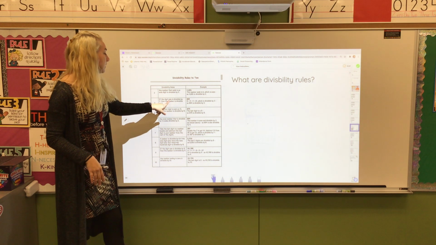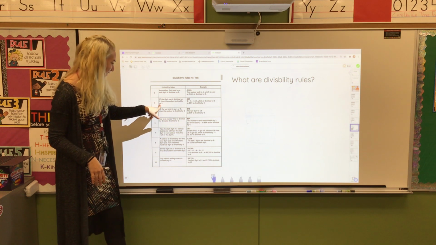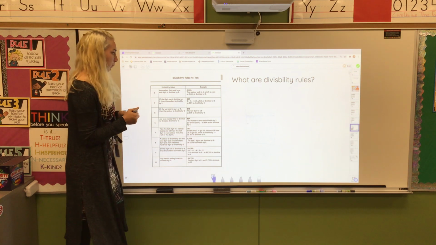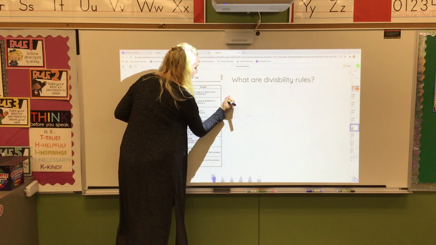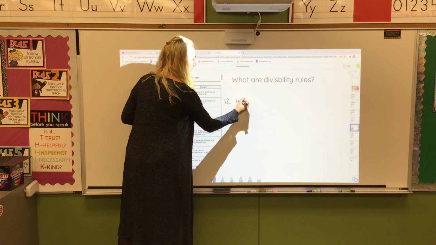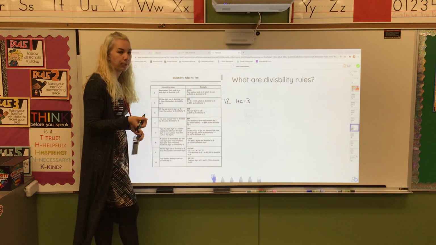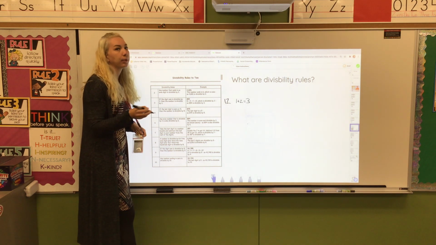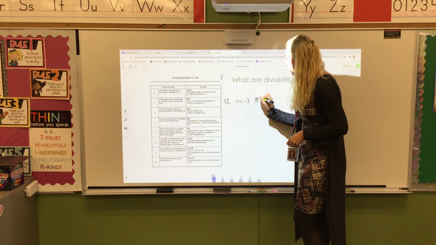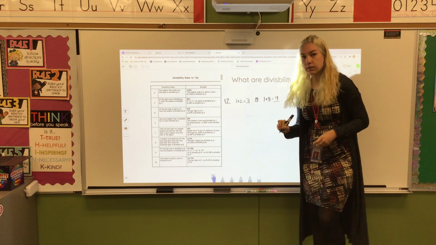Alright? If the digit sum is divisible by 3, then the number is divisible by 3. So if I had a number like 12, we'll go with 12 because it's smaller and easy. If I add up these digits, so I really go 1 plus 2, what does it equal? Very good, 3, which means it's divisible by 3. If I had a number like 18, I could do the same thing because 18 is 1 plus 8, which equals 9, and 9 is divisible by 3.